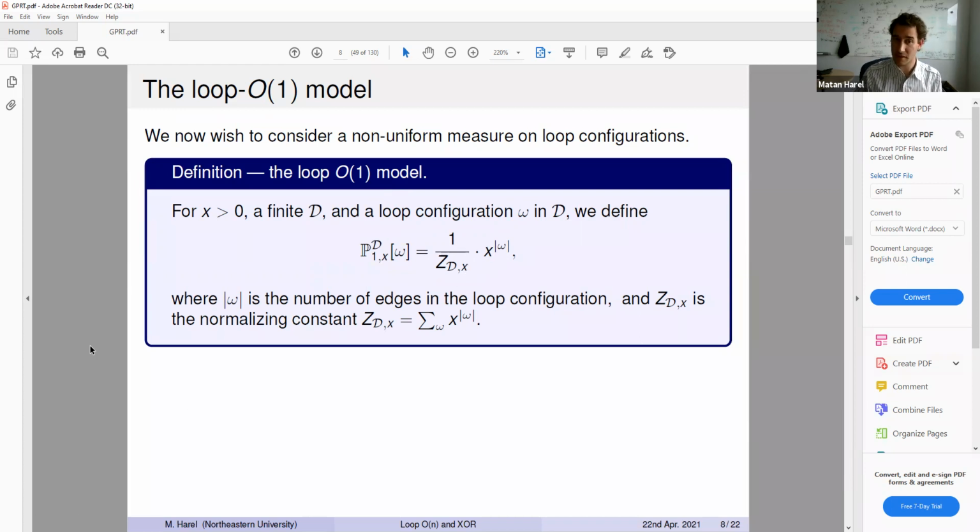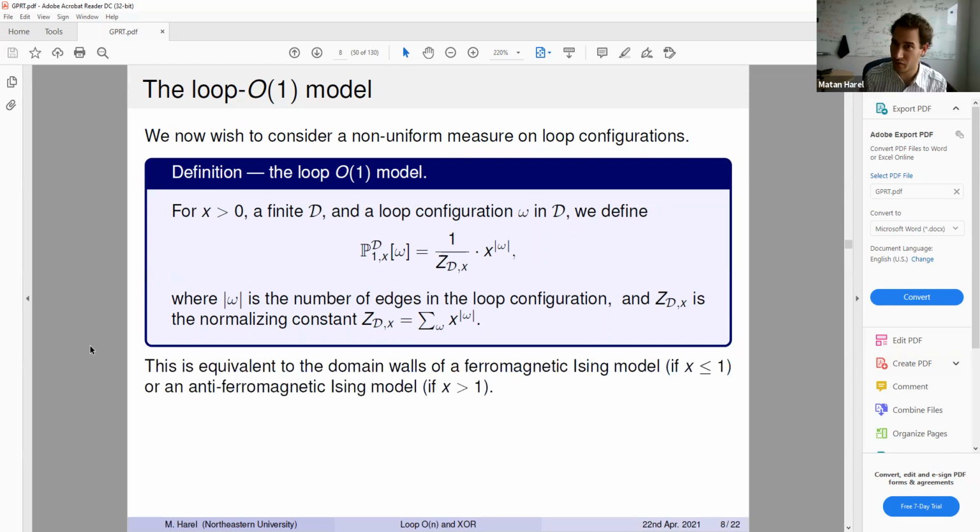Now, the loop O1 model is also the domain walls of a coloring, right? I can just take a coloring and say, okay, every time I see two faces of a different color, I'm going to give that edge a weight x. Equivalently, I can say anytime I see two faces of the same color, I give that edge a weight 1/x, just by symmetry, sort of counting things differently.